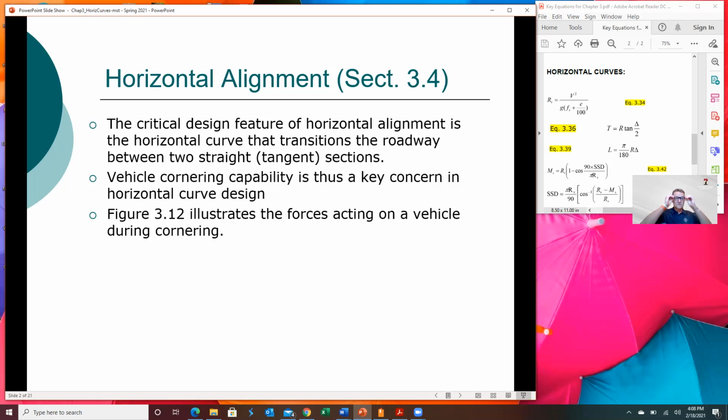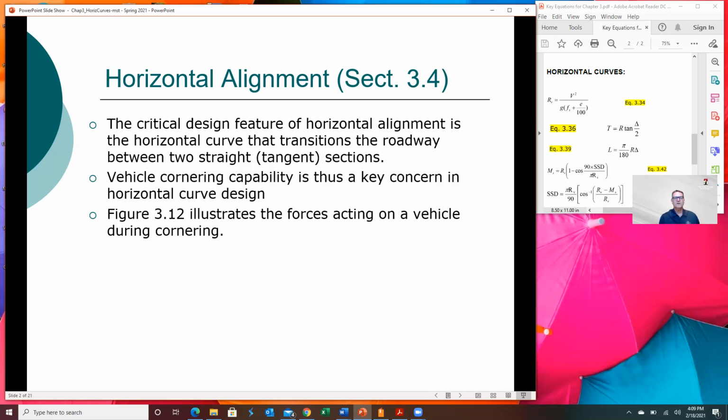And so for curves, what comes into play is cornering capability. This gets back a little bit to chapter 2 and the performance of vehicles. Vehicles have limitations on how they will perform, and physics governs how vehicles negotiate through the curves. Obviously, you can't take a really tight curve at 100 miles an hour. I mean, you just inherently know that. You need a flatter curve at higher speed.